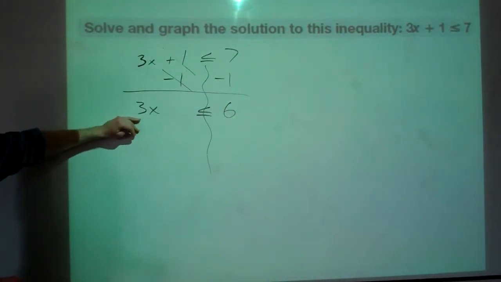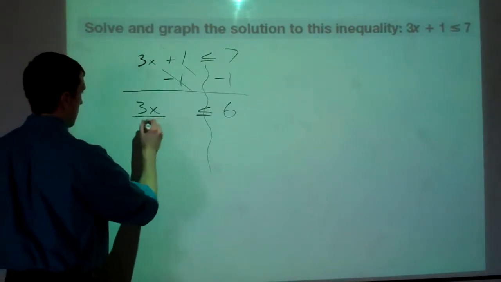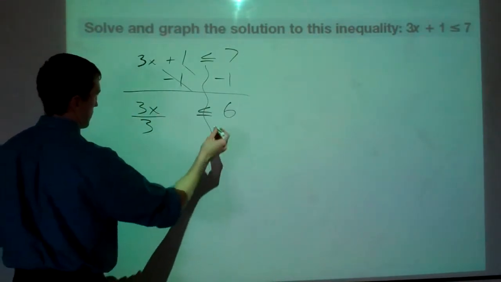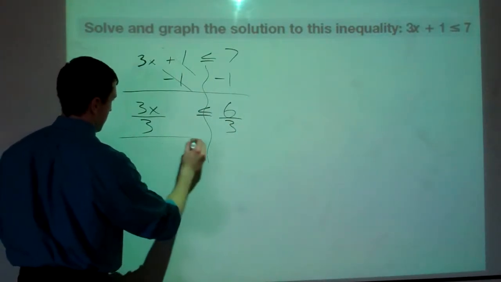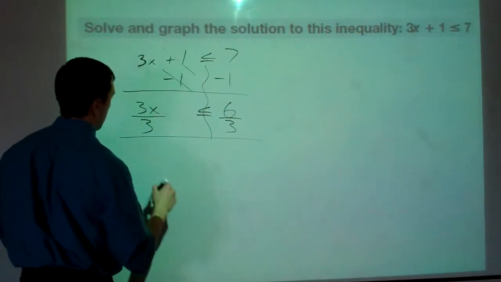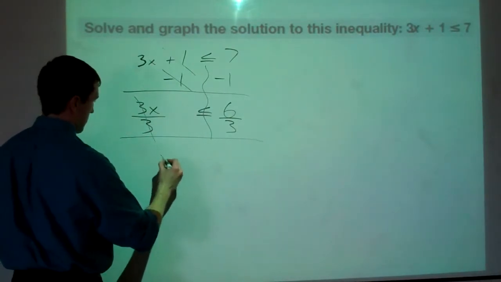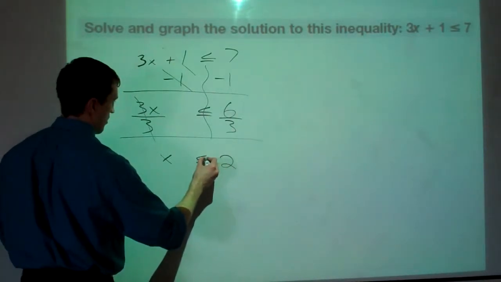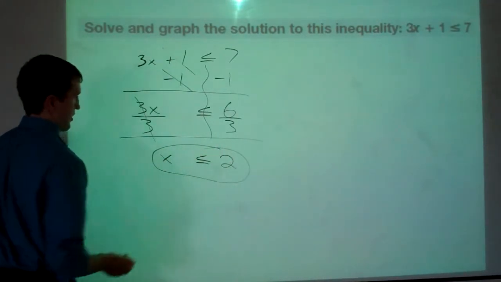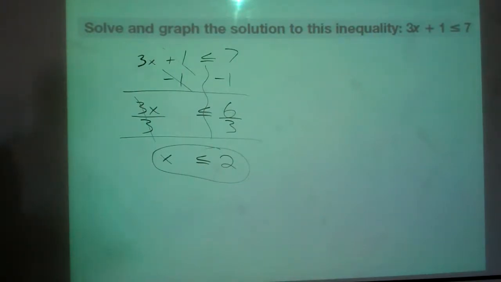Inverse of multiplying would be dividing. Or 3 times what gets you to 6? It's 2. Alright, so we divide on both sides, and we're left with x is less than or equal to 2. Alright, so there's our solved inequality. And we want to graph this.